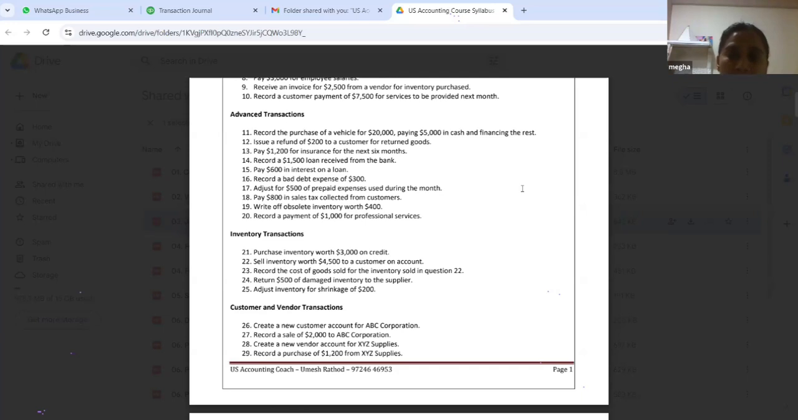Okay. Now pay $1,200 for insurance for the next 6 months. Now, there are two types of accounting: first of all, accrual basis and cash basis. When you are doing accounting on cash basis, you do not need to worry about the period for which the expense was made.